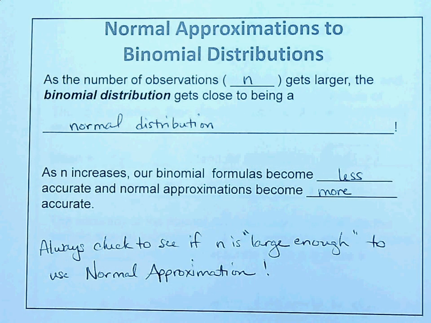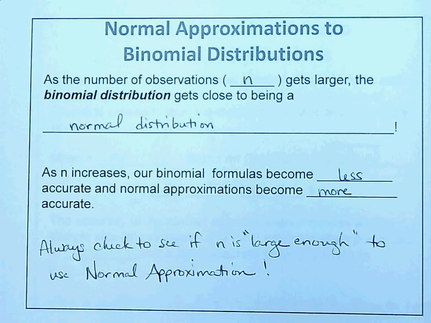So when we're talking about binomial distributions, obviously the first thing we want to do when we're looking at any distribution is define our random variable. And then we go and figure out whether or not it truly is binomial by checking the BINS. One of the things we always want to get in the habit of doing is finding out whether or not we can use a normal approximation.